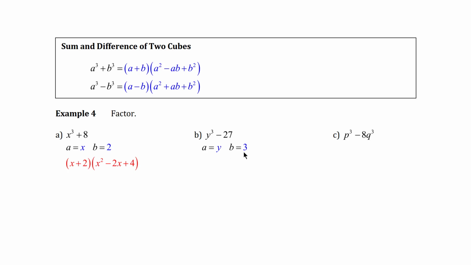Next, we substitute our values for A and B into the difference of cubes formula. The result is parentheses y minus 3 times parentheses y squared plus 3y plus 9.